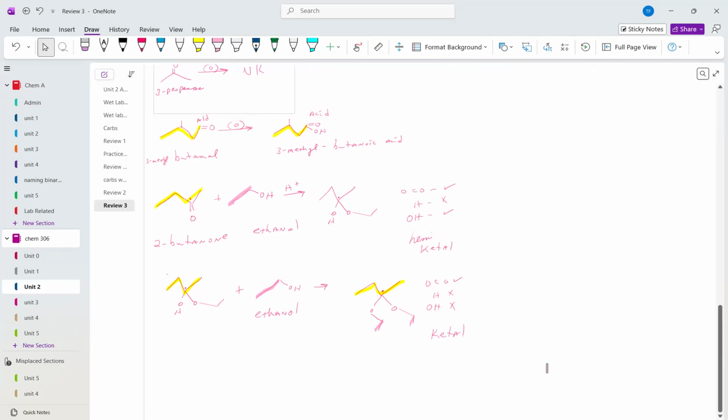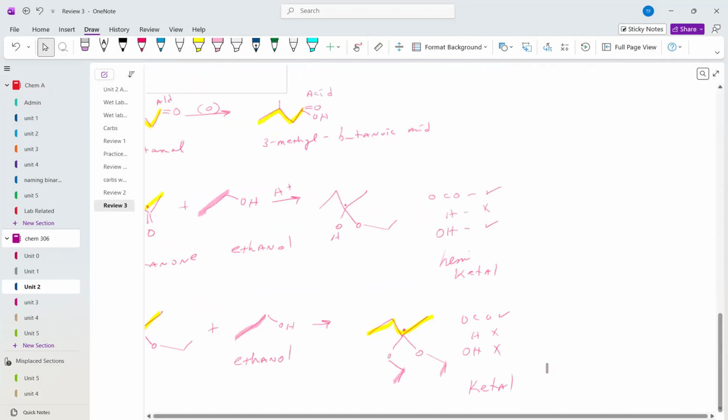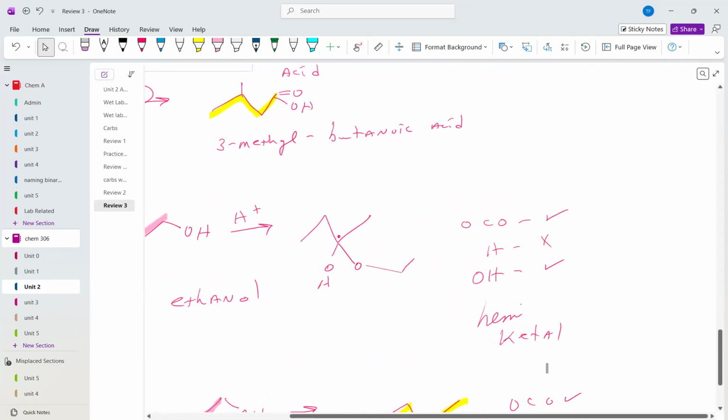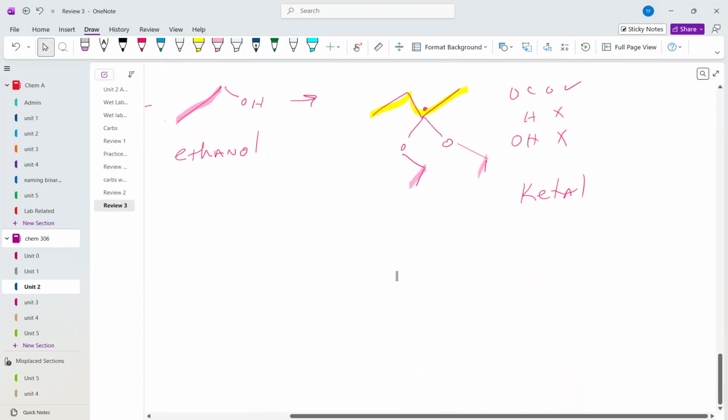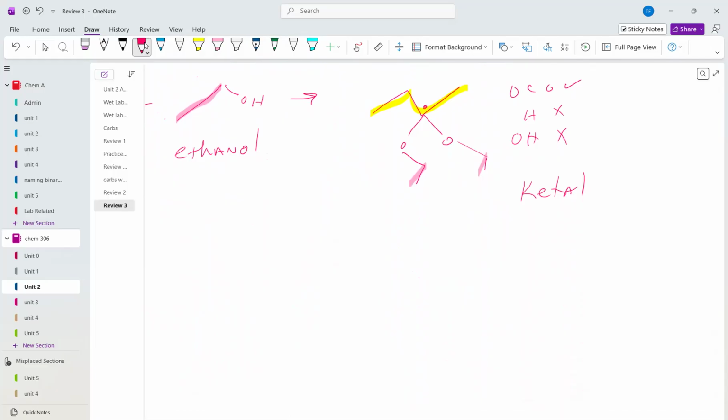One more thing here. Okay, so let's do some more reactions here. Okay, so that's a ketone.